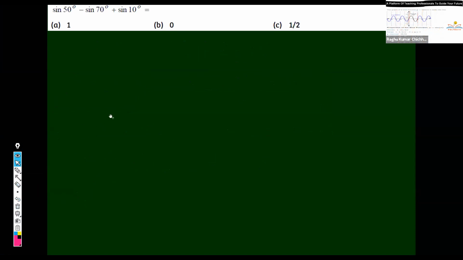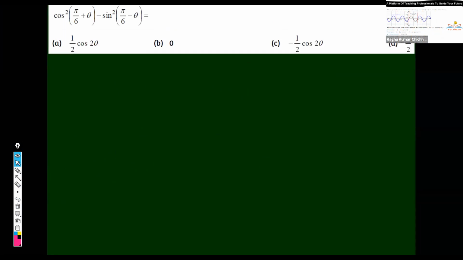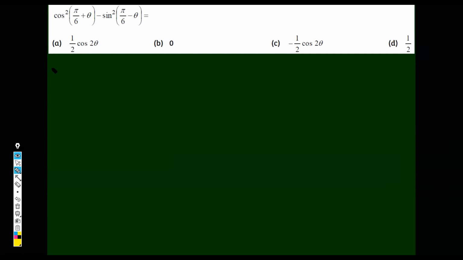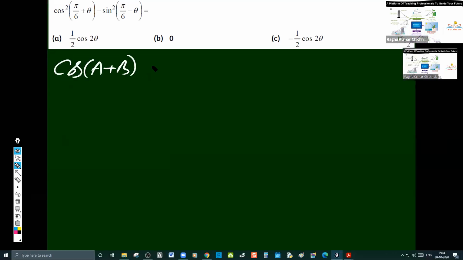Now let us move on to the next question, please. Come on, tell me this. I asked you for the idea, Bhavi. Yes, sir. Any idea, please? Very simple. Cos square cos 2 theta. No. Which formula is to be applied? I'll give you a hint here. The cos of A plus B into cos of A minus B formula. Come on, tell me.